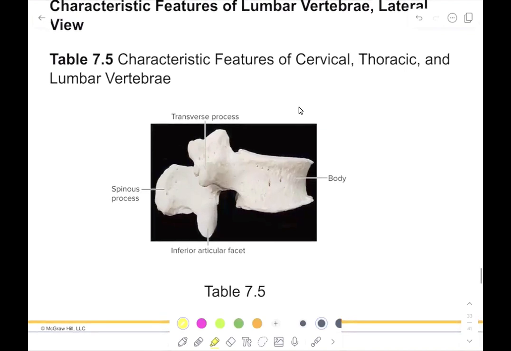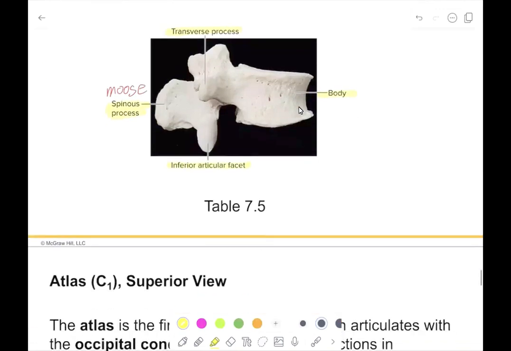We can see a lateral view of a lumbar vertebra. This would probably be L1 because the body is not as thick as we would see perhaps in L4 or L5. There's still a transverse process pointing out laterally. The spinous process has a distinct different shape. And what's noticeable, it looks more like the nose of a moose versus a giraffe. So you can distinctly tell the differences between a thoracic vertebra and a lumbar vertebra.